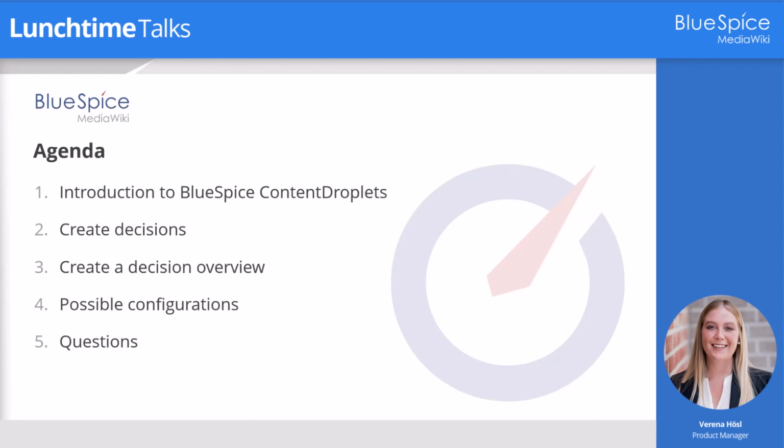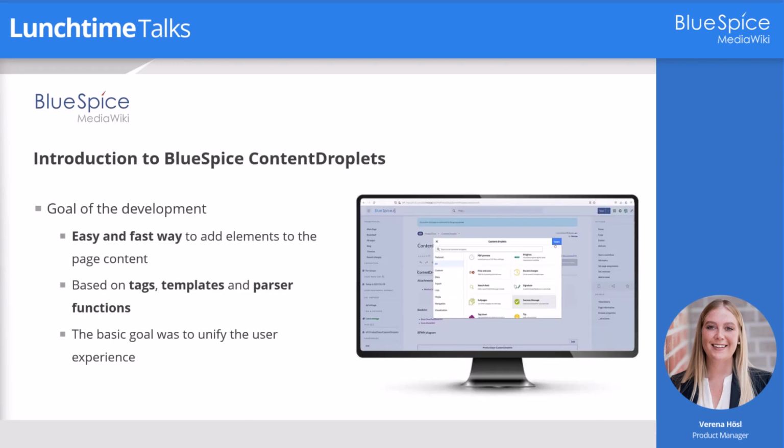So then let's start. First of all, I would like to introduce the BlueSpice content droplets. We released the BlueSpice content droplets with our version BlueSpice 4.3. And in general, the goal of the development was to have an easy and fast way to add elements to the page content. Some of you might know the magic words which were provided until BlueSpice 4.2. We thought that the handling of the magic words is pretty complex and kind of difficult for the user.